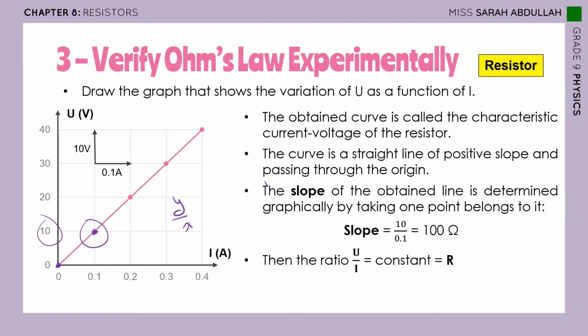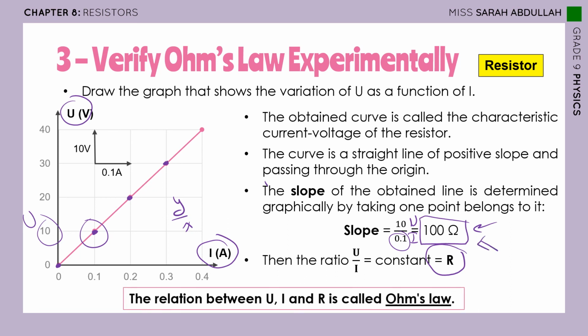Now, what is this ratio? You can take any point on the curve and you would end up with the same slope because it's a straight line. It has one slope. So this ratio, U over I: 10 is the voltage, 0.1 is the current. So U over I is a constant value, which is equal to R. What is R? It is the resistance of the resistor. So the slope is actually the resistance of the resistor.